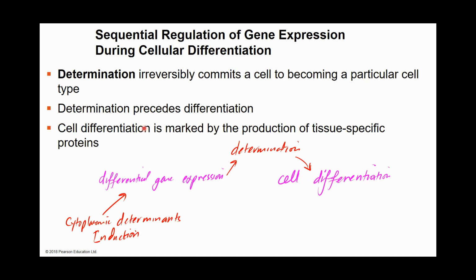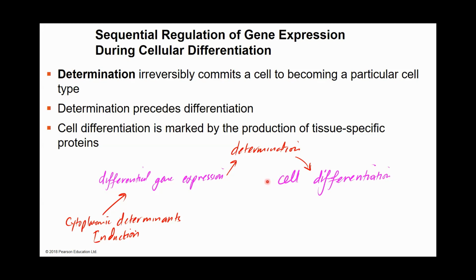We can understand the difference between determination and differentiation at the molecular level, at the level of the different types of activators available for the cell at the stage of determination, and the different types of genes that are expressed when the cell becomes differentiated. Cells become differentiated because they will express certain sets of genes.